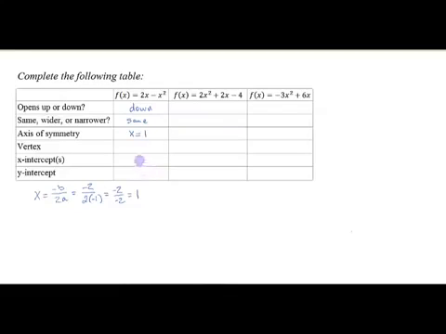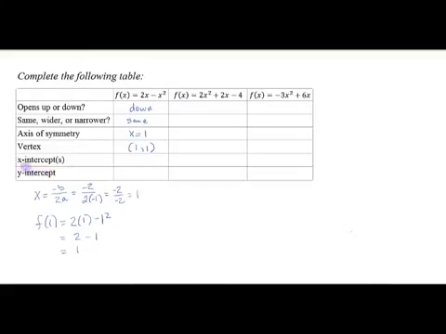And to find the vertex, well, we know that the x part of the vertex is 1. And we'll find the rest of it by putting in 1 for x. And that gives me 2 times 1 is 2, minus 1 squared is 1, 2 minus 1 is 1. So I have the vertex 1, 1.